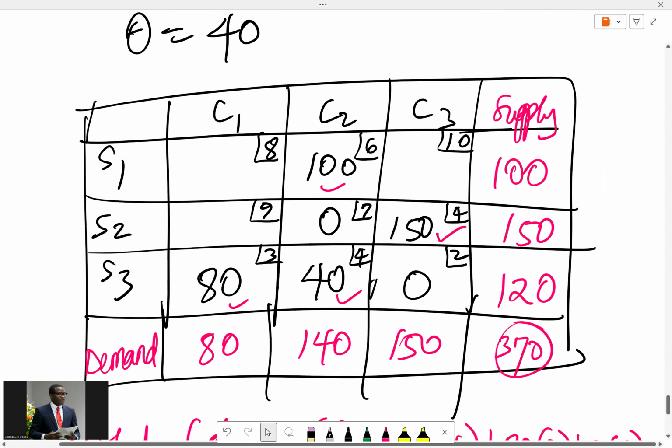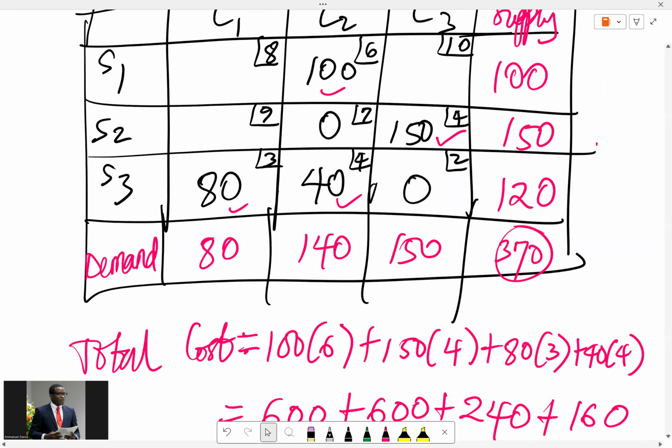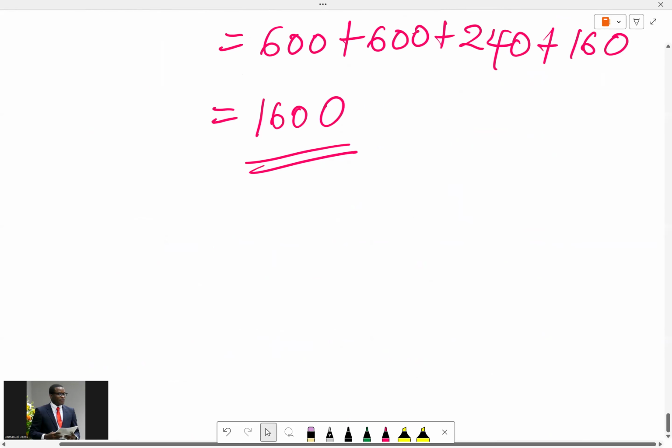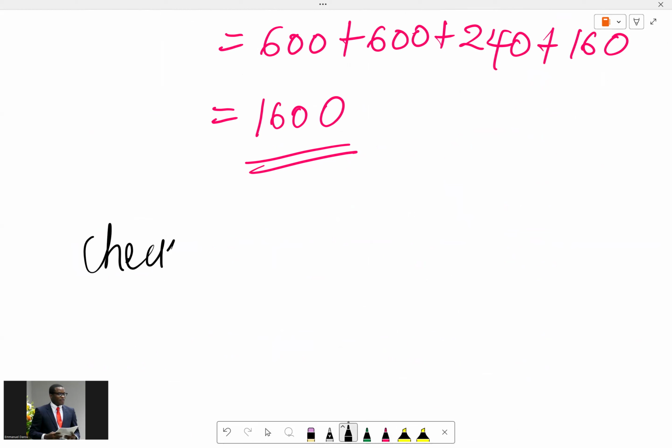Of course, it goes without saying that 100 will be assigned from S1 to C2, 150 will be assigned from S2 to C3, 80 will be assigned from S3 to C1, and 40 will be assigned from S3 to C2. So I'm just not writing all of that out because of so much time we've spent. So we may want to just try to check for optimality this one time. In fact, even if it doesn't reach optimality, I'll just terminate there because you already know the process. But of course, I believe it has reached optimality because this is familiar.